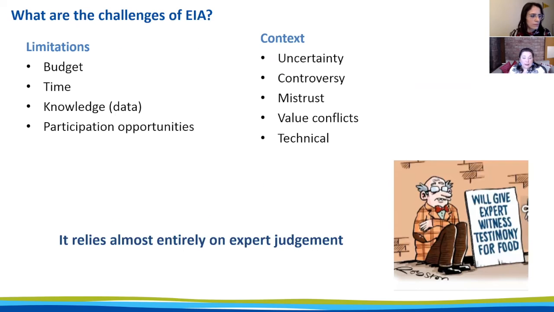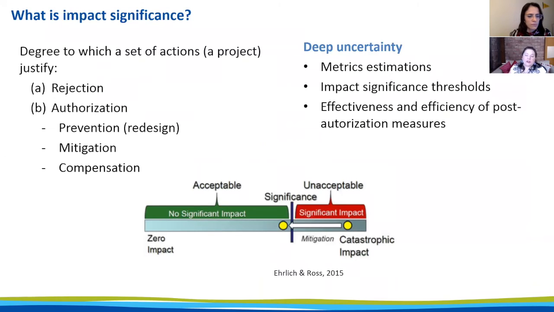As some of you may guess, in practice, EIA has tremendous limitations and is often immersed in controversy, uncertainty, and mistrust. Yet possibly its main challenge resides in its reliance on expert judgment. So for EIA, one of the most important aspects is the determination of impact significance. That is, the degree to which a project justifies either its rejection or authorization by environmental authorities. The figure below shows how impact significance is often represented as a hard threshold of what is acceptable in a continuum of disturbances or impacts.